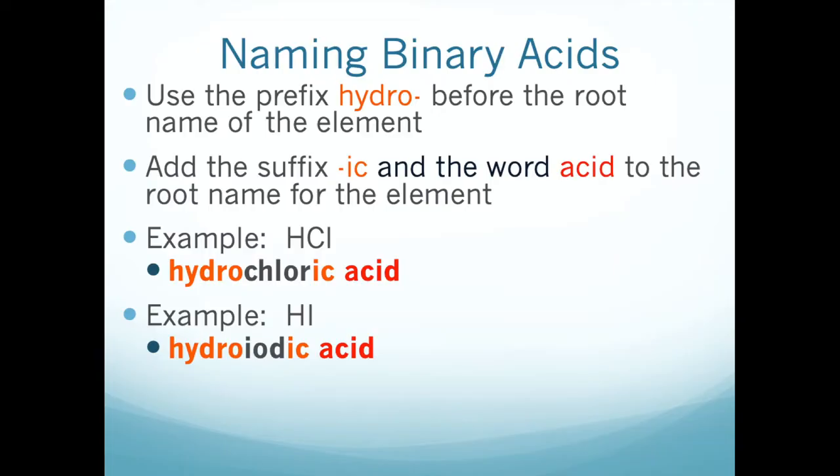Now Cl is chlorine, so we take that root word chlor, the first syllable of chlorine, and we add a hydro before it and an ic acid after it. So it becomes hydrochloric acid. Okay, so here we have HI, where I is iodine, right? So you take the iode, which is the first syllable and a half, that root word of iodine, and you have hydroiodic acid. Okay, so think about how you would name HBr. Br is bromine. So think about that first syllable there, brome, and so it becomes hydrobromic acid.